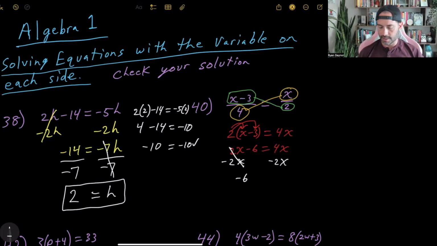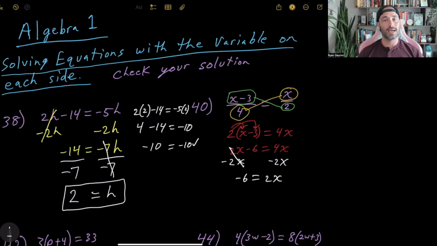So we have negative 6 equals 4x minus 2x. I want you to think about when I say the phrase 4x, that literally means I have 4 x's, as in like if I had physical objects, right? Like physical x's, I'd have 4 of them. I'm taking away 2 of them. So I'm just left with 2 x's.